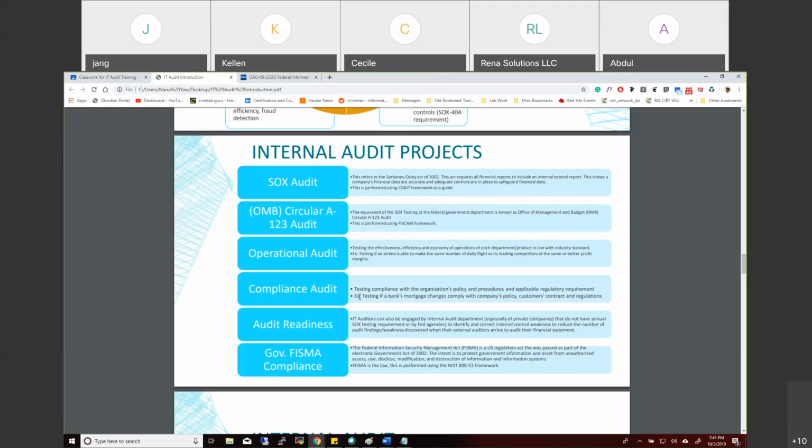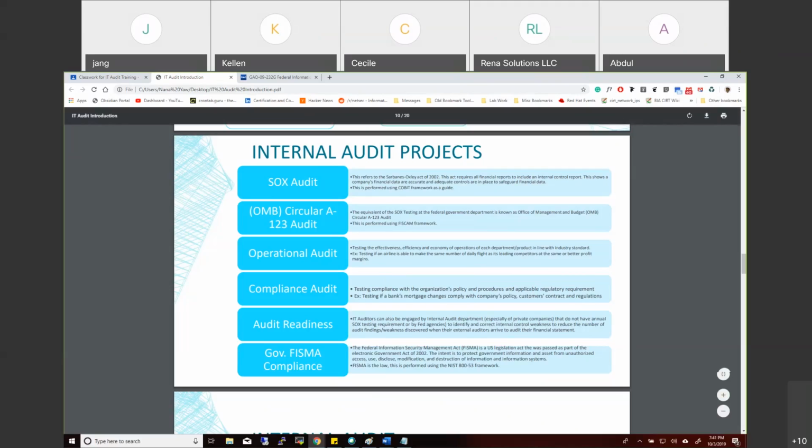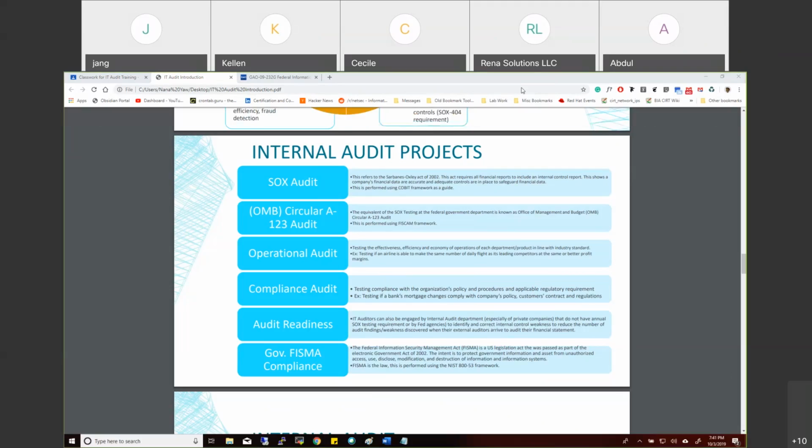Okay, and the different projects. So SOX would be more of an internal or an external type of audit project? When you look here, you see that SOX is going to be internal, right? So these are all internal projects. Now, I just want to add a little bit to what Rebecca said.